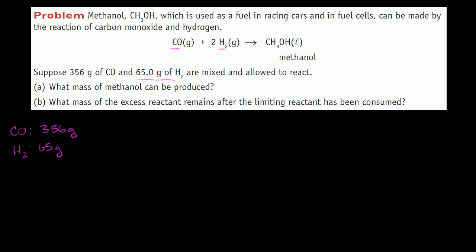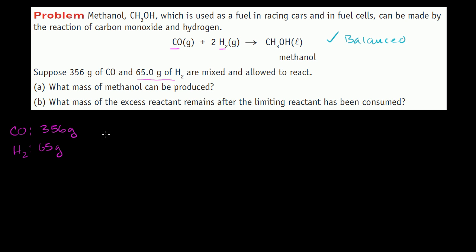And before we even do that, we should always check that our equation is actually balanced. So let's just check that. On the left-hand side of this equation, we have one carbon, and on the right-hand side, we also have one carbon. On the left-hand side, we have one oxygen, and on the right-hand side, we have one oxygen. Left-hand side, we have 4 hydrogens, 2 times 2. On the right-hand side, we have 4 hydrogens, 3 plus 1. So it is balanced, so we can proceed.